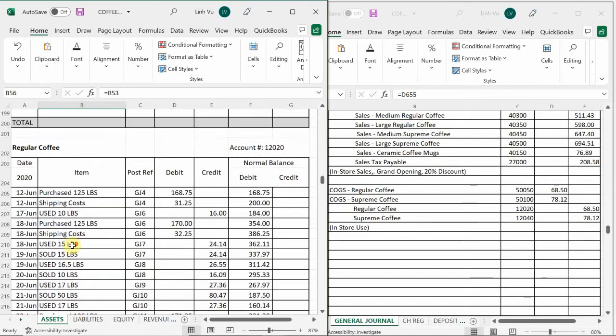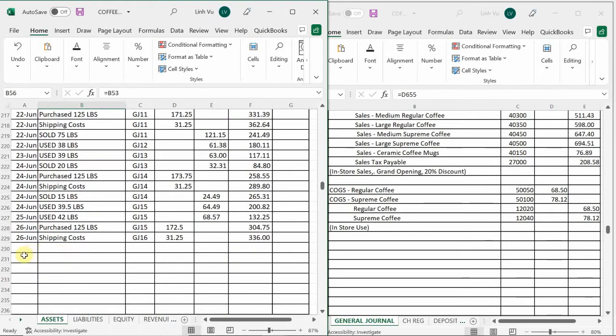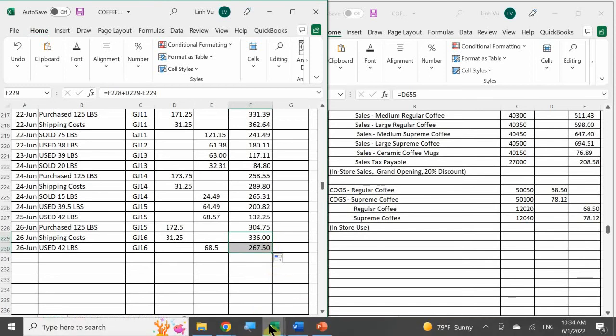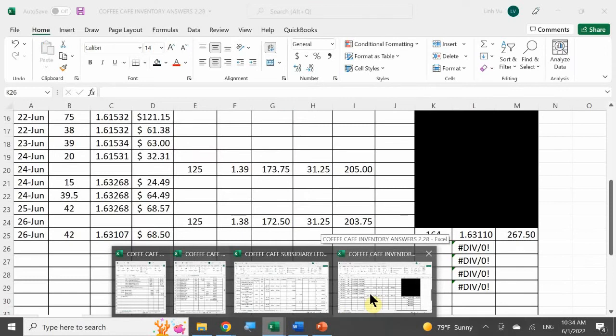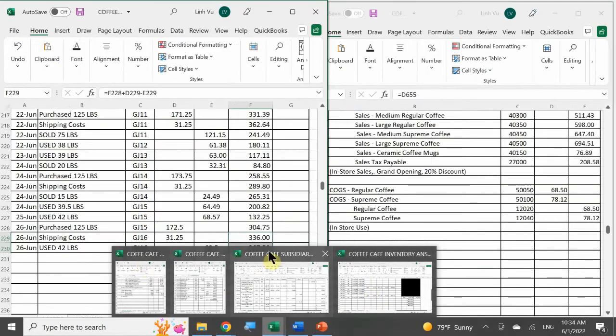Okay, here it is, my regular coffee. I used 40 pounds, right? And that cost me $68.50. So I should be at a grand total of $267.50. Is that correct? $267.50. Yes. Okay.